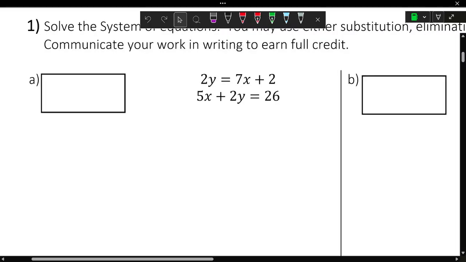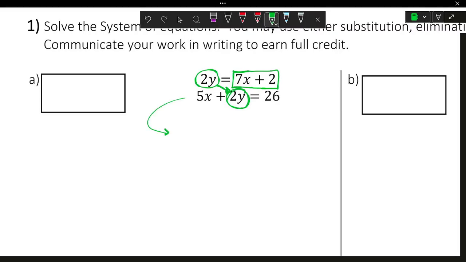As I look at this first system, the thing that I notice is the top equation has this value that's equivalent to 2y. It tells me 2y is the same thing as 7x plus 2. I can see that there's 2y in the second equation, so without isolating the y, I'm just going to do a substitution. It looks a little unorthodox, but I'm going to rewrite that second equation as 5x plus 2y.